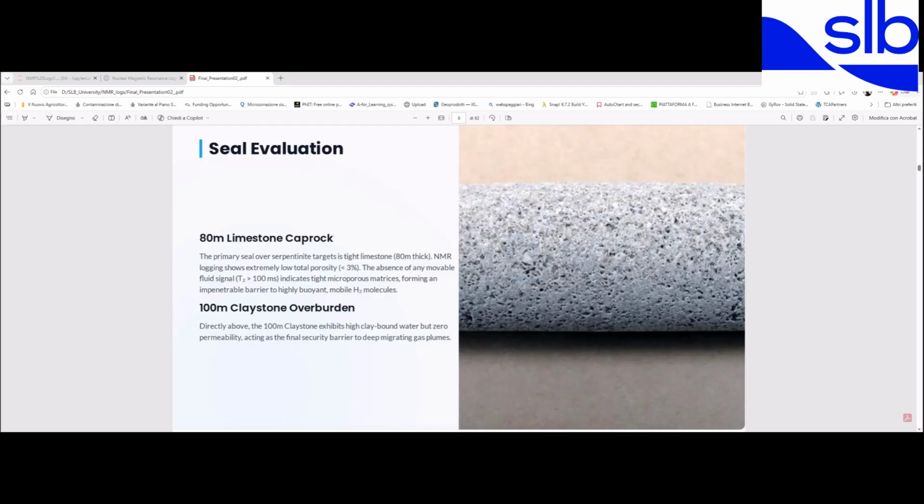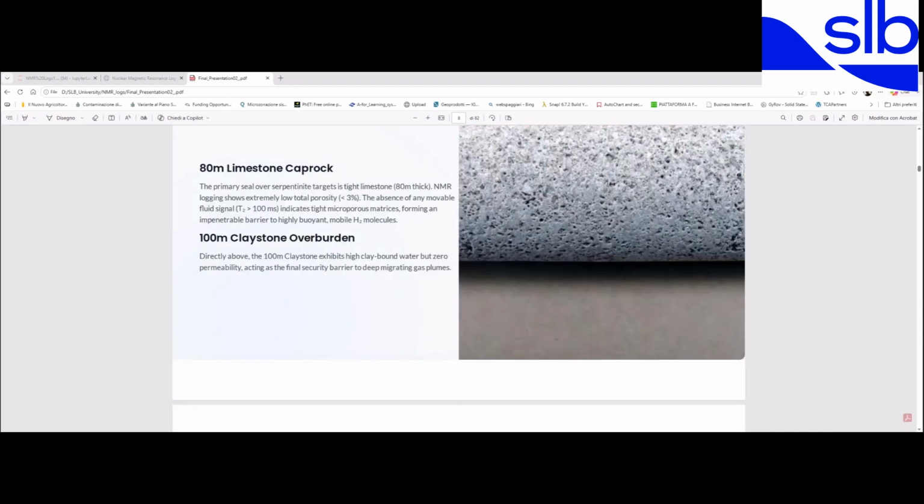It goes on the first target. So the seal evaluation is in this case composed of 80 meters of limestone cap rocks. The primary seal over serpentinite targets is a tight limestone of 18 feet. The nuclear magnetic logs show extremely low total porosity, less than 3%. The absence of any movable fluid signal indicates a tight, microporous matrix, forming an impermeable barrier to highly buoyant and mobile H2 molecules. The 100 claystone overburden, directly above, exhibits high clay bound water but zero permeability, acting as the final security barrier to the deep migrating gas plume.